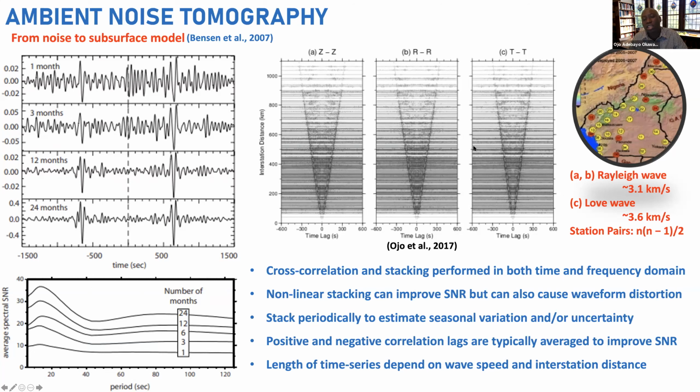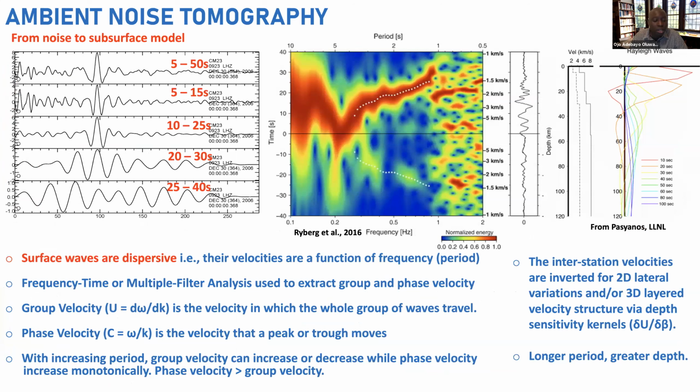And so this is an example of cross correlation for a study I did during my PhD, and you could see that we could retrieve very clear surface waves on the vertical and radial components, and on the transverse component you could have Love waves. All of these are things you will run through during the lab session, so I'm just providing some background here.